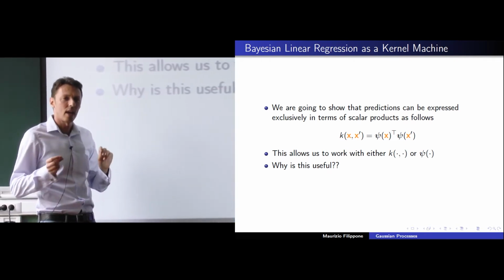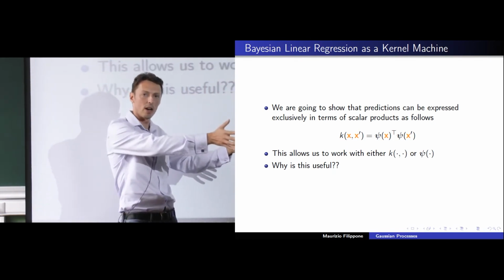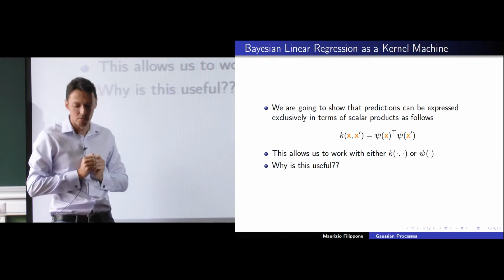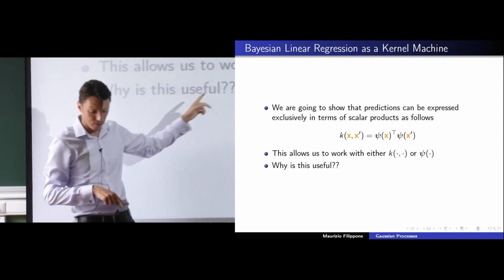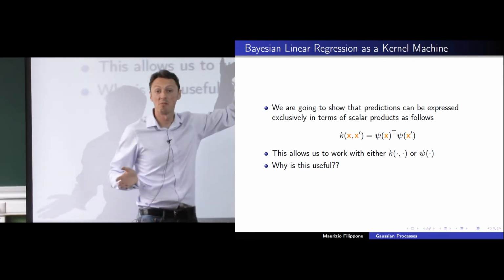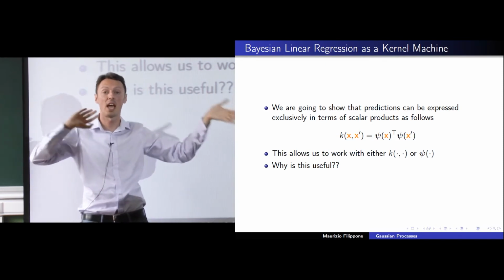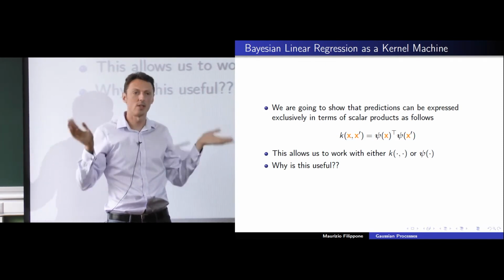So if that's the case, then what I can do is to first map the data and then do Bayesian linear regression, or simply whenever I see this scalar product between psi of x transpose and psi of x prime, I just replace it with k. Okay, so I can work with either k or psi.